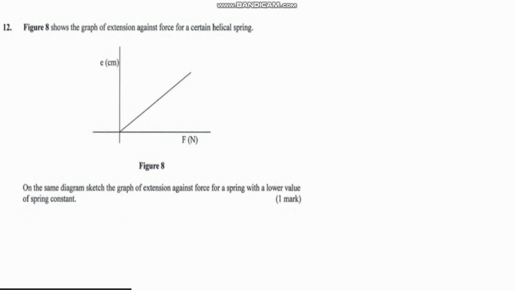Question 12 reads, the figure below shows the graph of extension against force for a certain helical spring. So this comes from Hooke's law from Form 2 work, where you have springs. We have so many applications of springs. A spring is used to absorb shock in vehicles, motorbikes, among others. So here we have a graph of two variables, that is the extension against the force, and on the same diagram we are supposed to sketch the graph of extension against force for a spring with a lower value of spring constant. So that is how we draw the graph.